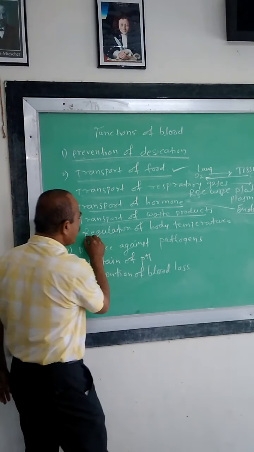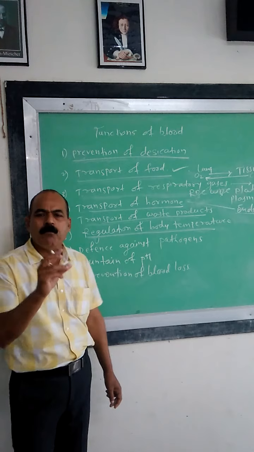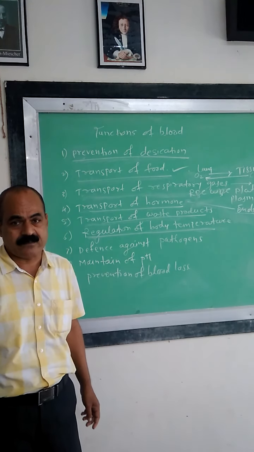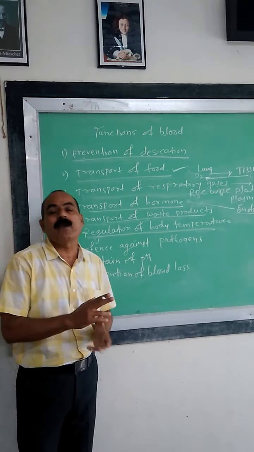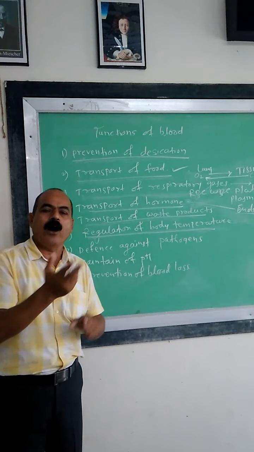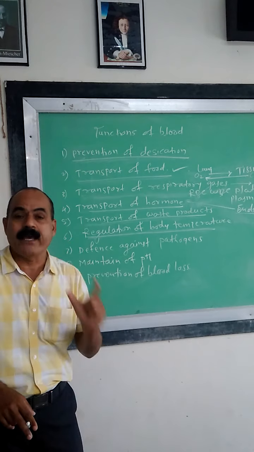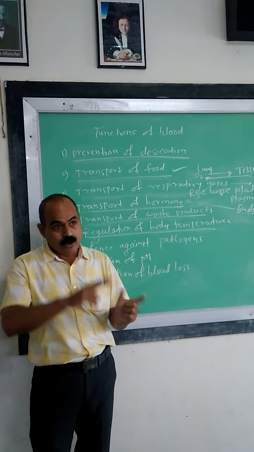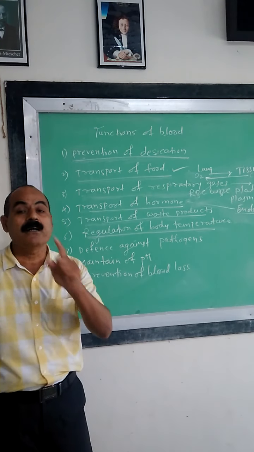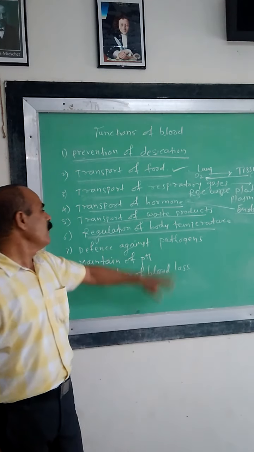The next function is the regulation of body temperature. You know that the temperature of the human body is how much? 37 degrees Celsius. If any part becomes active, its temperature increases, and another part which is inactive has its temperature become less. Due to circulation of the blood, the body temperature is maintained constant. How much? 37 degrees Celsius is also maintained by the blood.